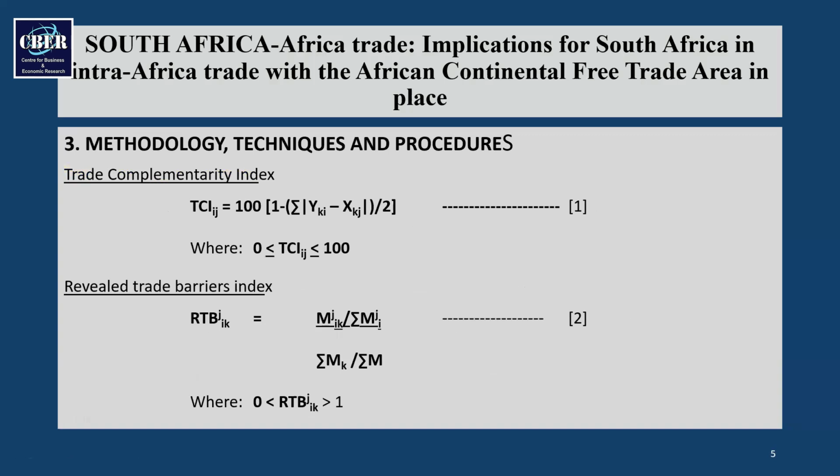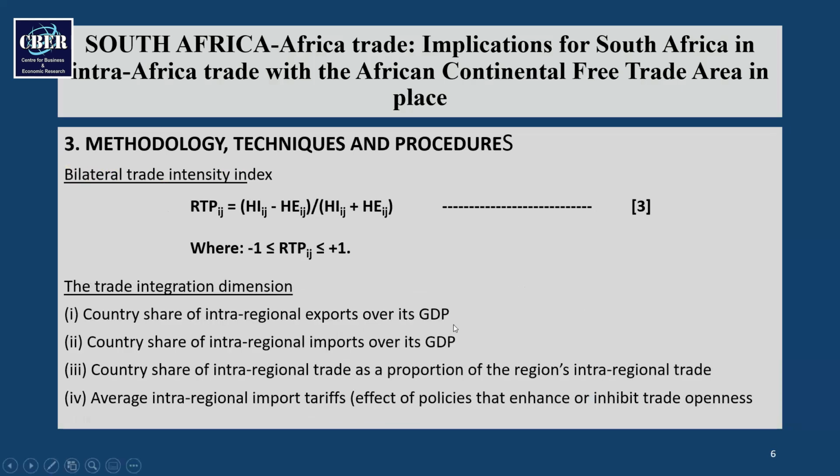So I examined all these 4 factors in the context of South Africa. The methodology and the mathematical models which I used to look at these 4 factors are the Trade Complementarity Index, the Revealed Trade Barrier Index and the Bilateral Trade Intensity Index. And then I also looked at the trade integration dimension of South Africa, so as to see the foundation which is there currently, which South Africa can build on.